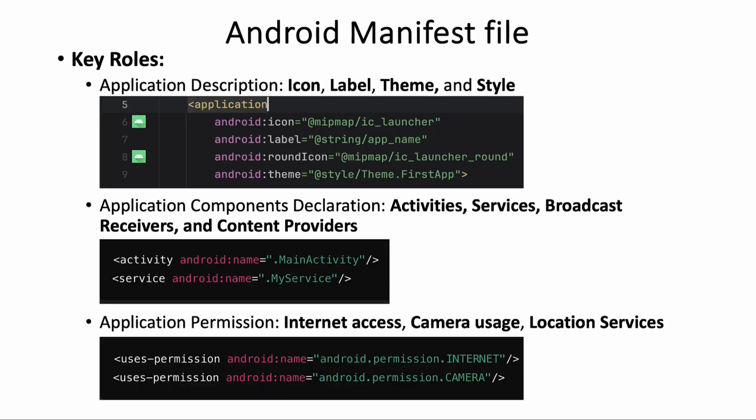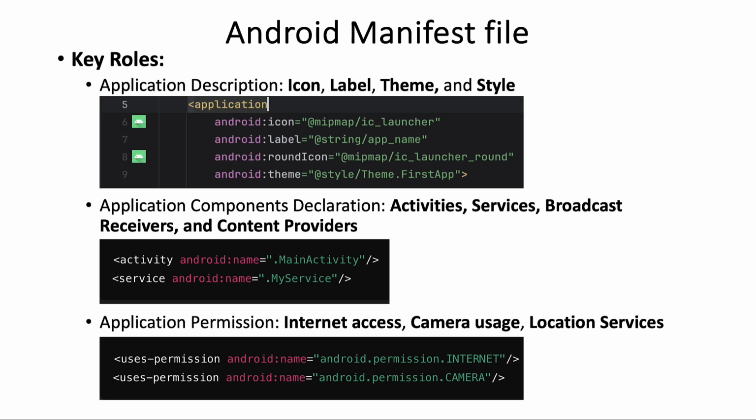When talking about Android manifest file key roles, it permits you to describe icons, labels, themes, and styles for your application. It defines the app's icon and label name as it appears on the launcher and specifies the visual appearance of your app by using the theme and style.